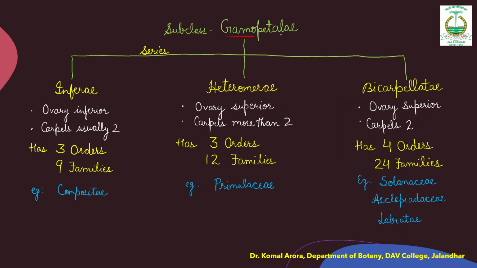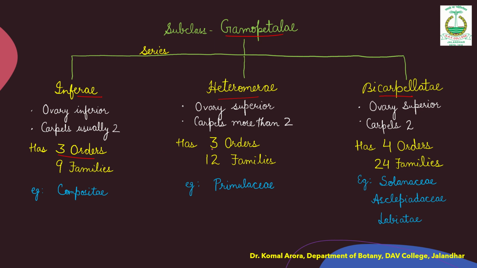Second subclass is Gamopetalae, means petals are fused. We have three series: Inferae, as the name suggests, means ovary is inferior, and here mostly the number of carpels is 2. Heteromerae, ovary is superior and number of carpels is always more than 2. Bicarpellatae, ovary is again superior but number of carpels is fixed, that is 2.